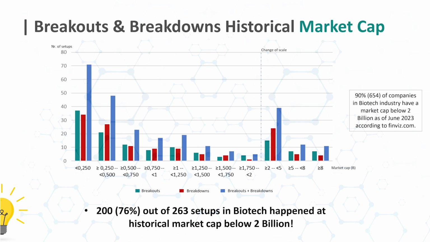billion. That's another confirmation that breakout setups are more likely to happen when companies have a low market cap. Also keep in mind that in general, biotech is a micro cap or low cap environment, with 90% of companies having a market cap below 2 billion as of June 2023, according to finviz.com.